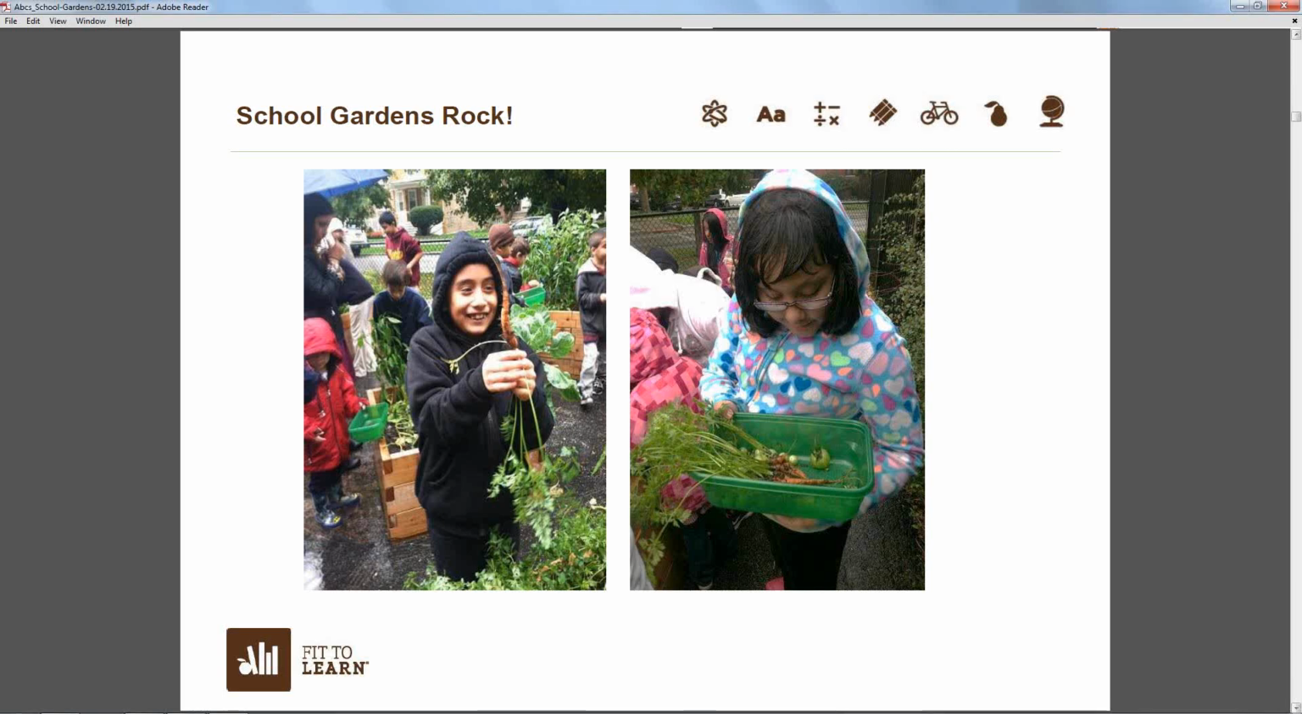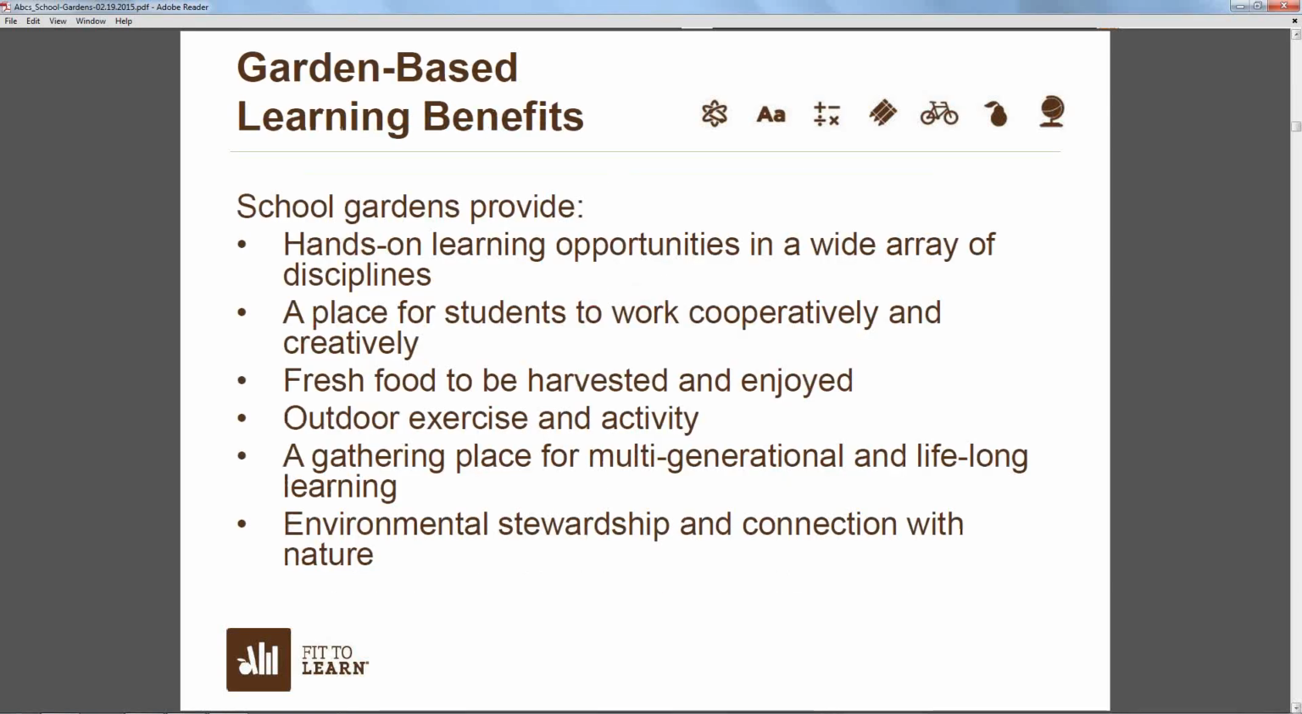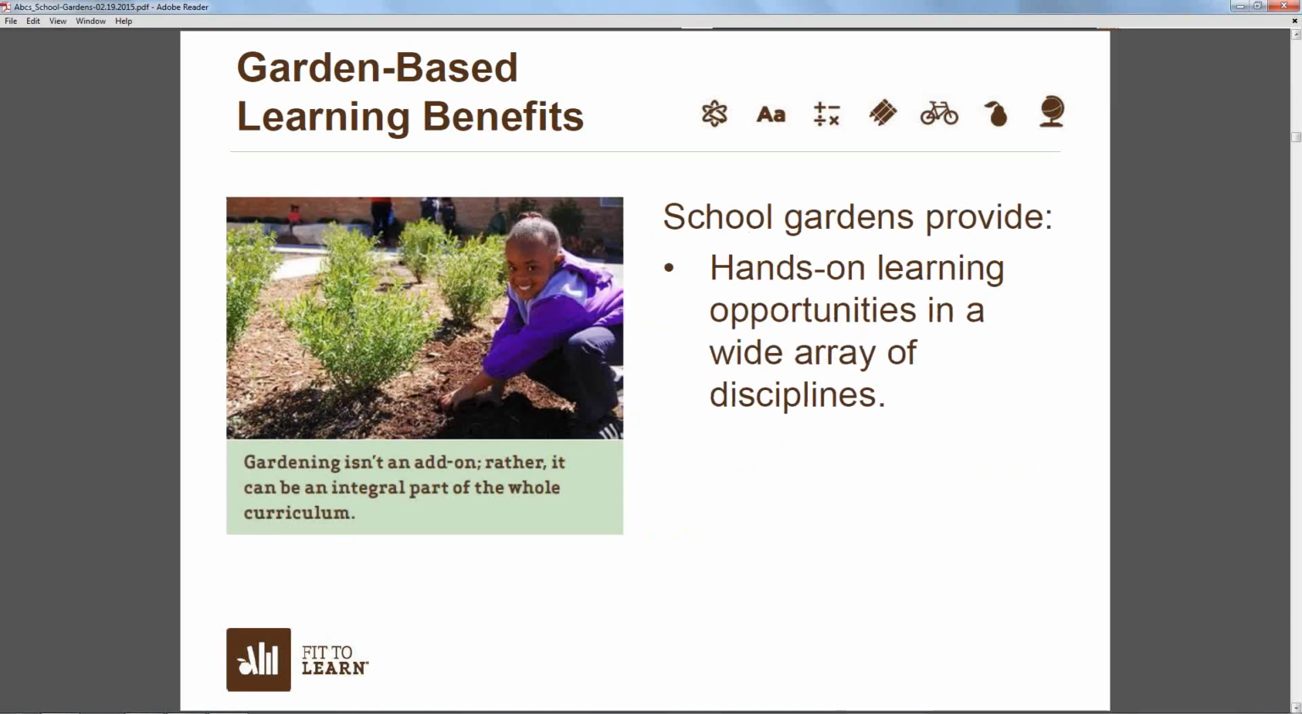But we do this because there's a variety of learning benefits, but also social and emotional benefits. Here on this slide, I tried to summarize different categories of the benefits we see through school gardens. The different speakers on today's webinar will go in depth about each of these in a different way. I wanted to share a little bit about how school gardens provide hands-on learning opportunities in a wide array of disciplines. So how does garden-based learning impact academic outcomes in schools?